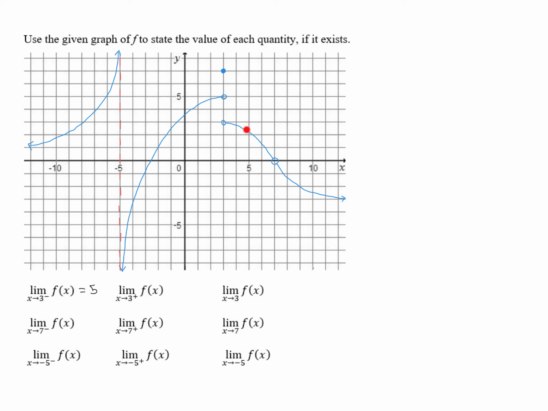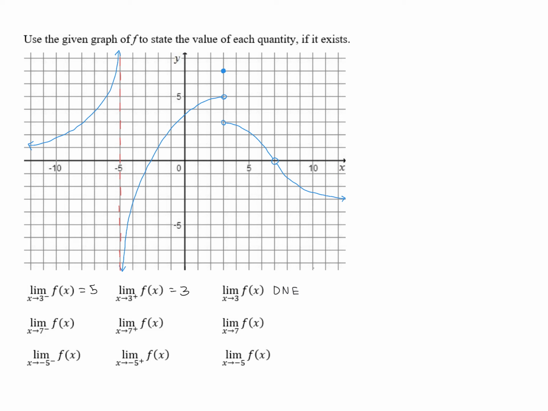However, if we approach from the right, and we look at those y values, it looks like we're getting closer to 1, 2, 3, a height of 3. And so the limit on the right-hand side is 3. And because the left and right-handed limits are different, that means that the two-sided limit does not exist. DNE.